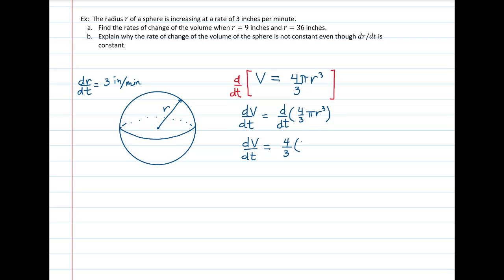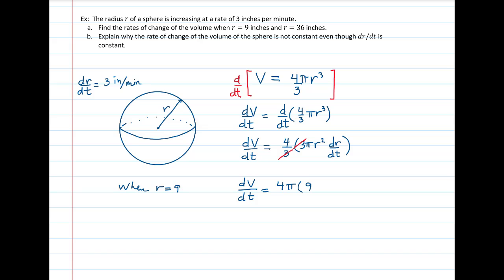The derivative of r cubed is: bring the 3 to the front, times pi. Pi is just a constant, so it multiplies the 3 there. Then r squared, and the chain rule says to multiply by the derivative of r with respect to time. The 3's cancel out, and we get dV/dt is equal to 4 pi radius squared times the rate of change of r with respect to time. But now the radius is not just 9 here, so we're going to do 2 different radii.